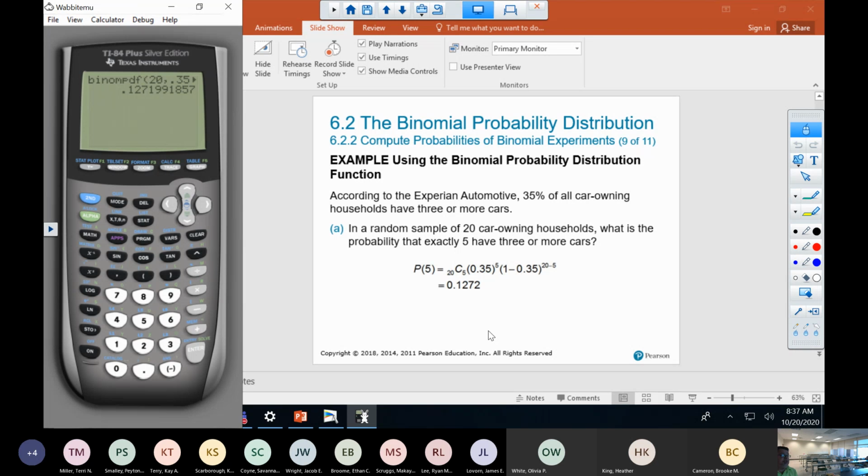Now this one's pretty simple. Why? Because it says exactly and you don't have to think too much. It says exactly and you just type in PDF and you just type in the numbers and that's it. Okay? Now let's see what the next one says.